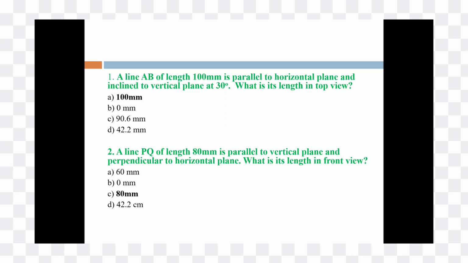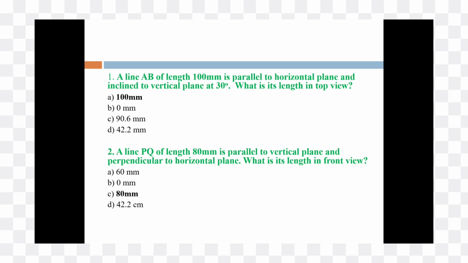Now what is asked here? What is its length in the top view? As per the definition of our horizontal line, whatever the true length is, we get it in the top view, and already here you will see the true length of the line is 100 mm. So what answer will we get? Definitely it will be 100 mm, because our top view shows the true length. So here option A will be correct.